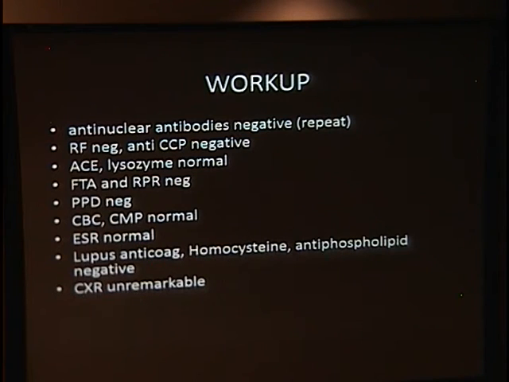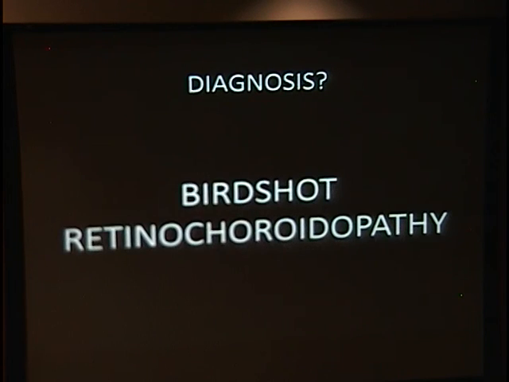She has an interesting history of a miscarriage, a PE, and a DVT, so we looked into that as well. Lupus anticoagulants and her hypercoagulability labs were normal, chest X-ray is unremarkable, but as Russell mentioned, her HLA-A29 was positive. So what's our diagnosis? Birdshot. So Jim will talk a little bit about birdshot.